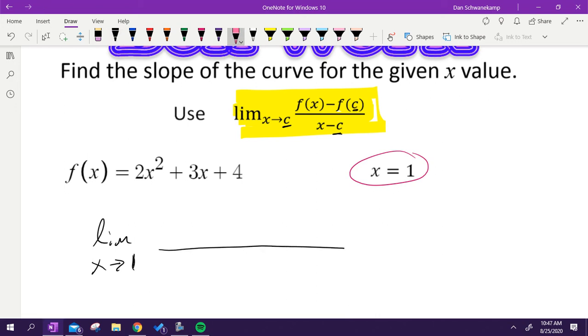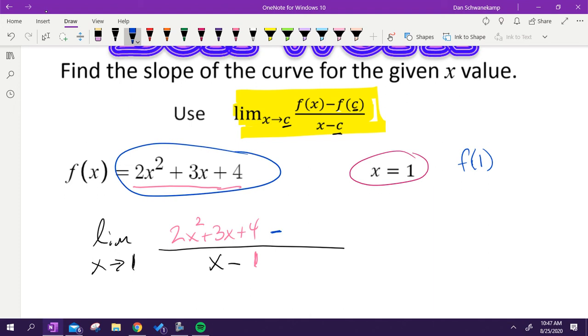Then I write down f of x. Okay, cool. This is f of x. 2x squared plus 3x plus 4. On bottom, I've got x minus c. So on bottom, it's x minus 1. And then right here, it's minus f of c. What am I going to do to find f of c? Find f of 1, because my c value is 1. So you're taking 1 and you're plugging it into that equation right there. Then you got to factor, cancel, plug back in, work with your neighbor, see what you can do.